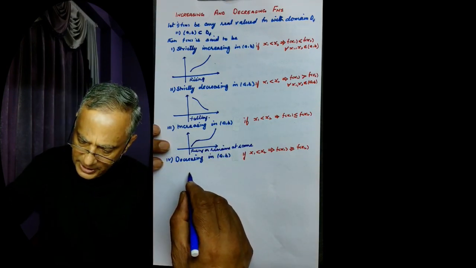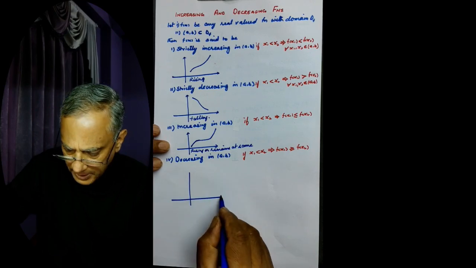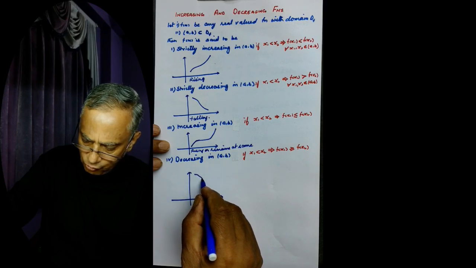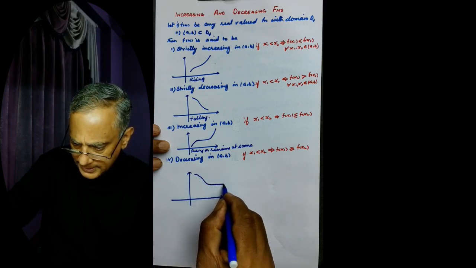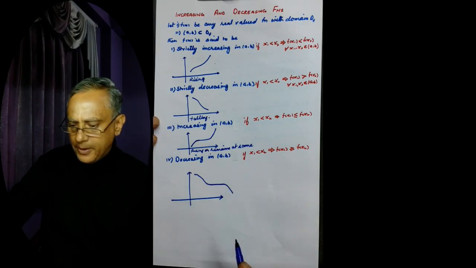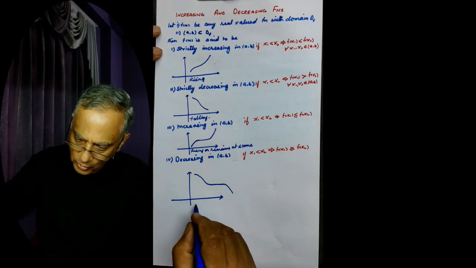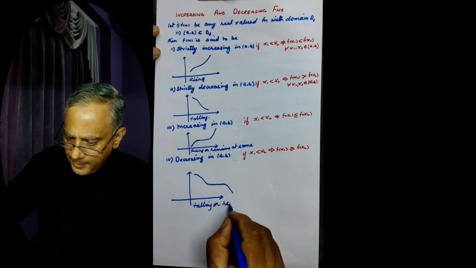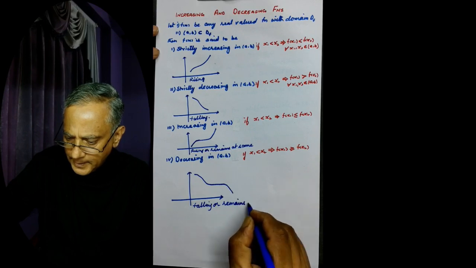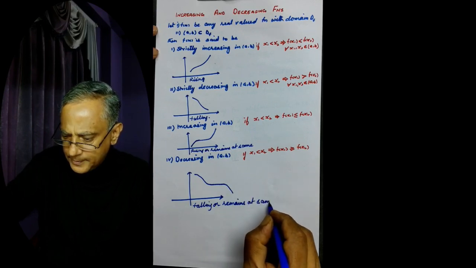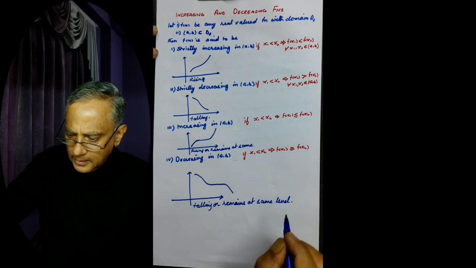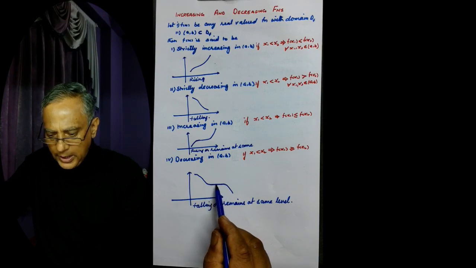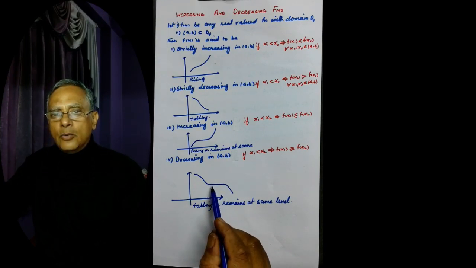And for decreasing functions, the graph must be of this form. It is either falling or remains at the same level, and it may fall again. The graph must be falling or remain at the same level. It must be a falling graph or it must remain at the same value. These two values can be equal.